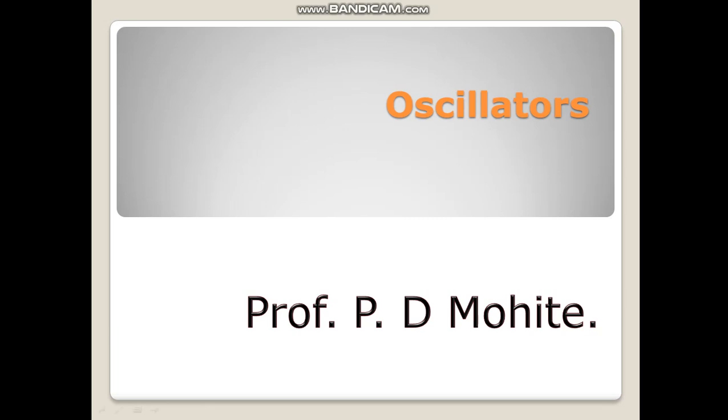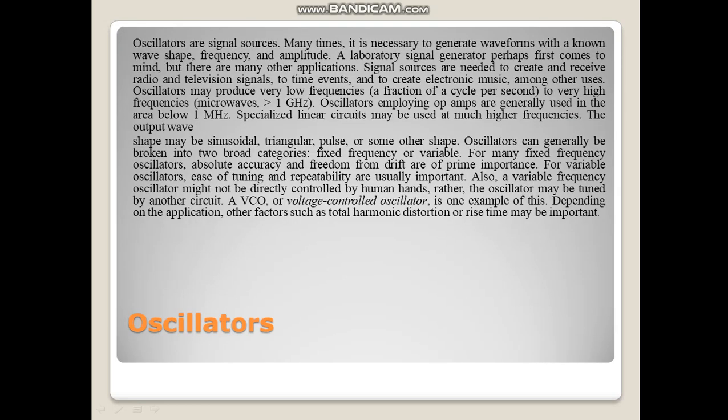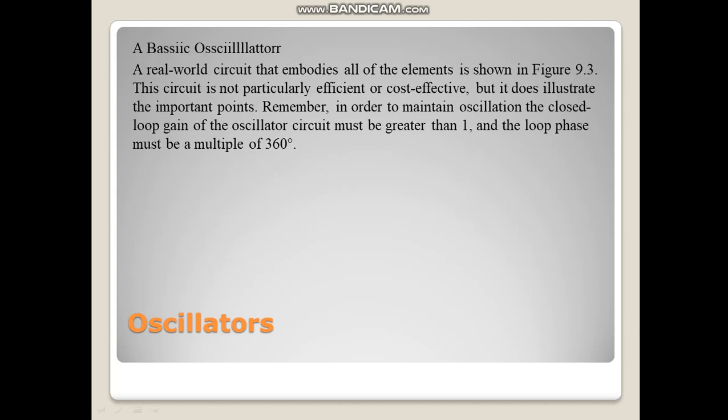Oscillators are used to get the oscillations in the output needed for the circuit. Oscillators are signal sources. Many times it is necessary to generate waveforms with a known wave shape, frequency and amplitude. A laboratory signal generator produces perhaps a signal which is required. A basic oscillator has all elements in the circuit.